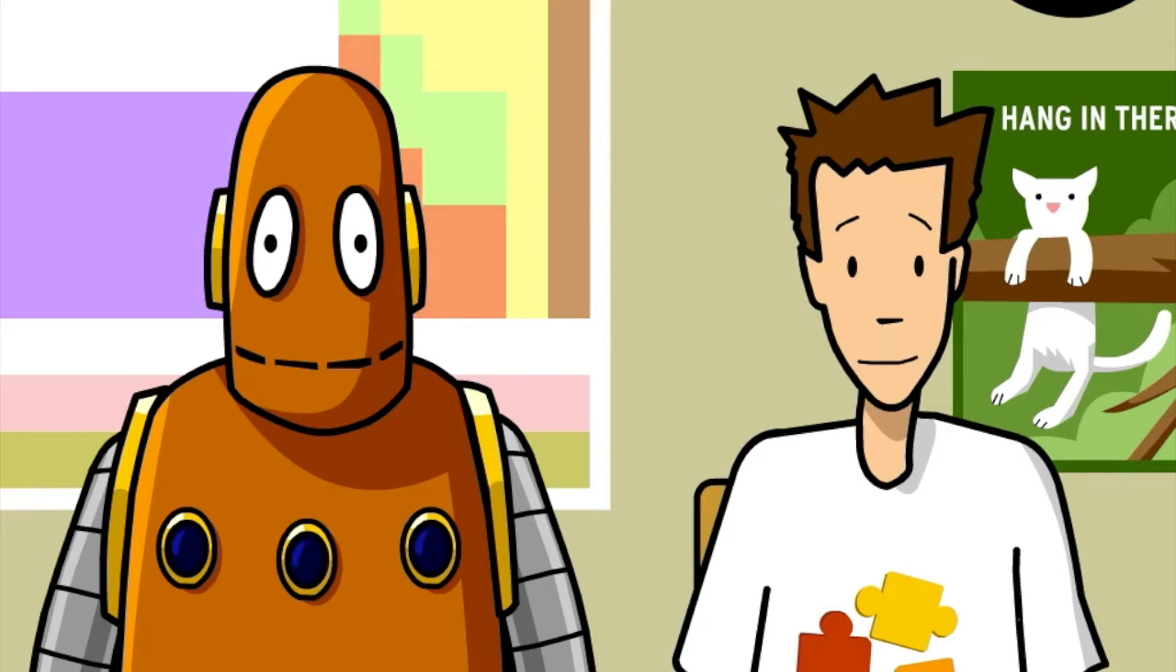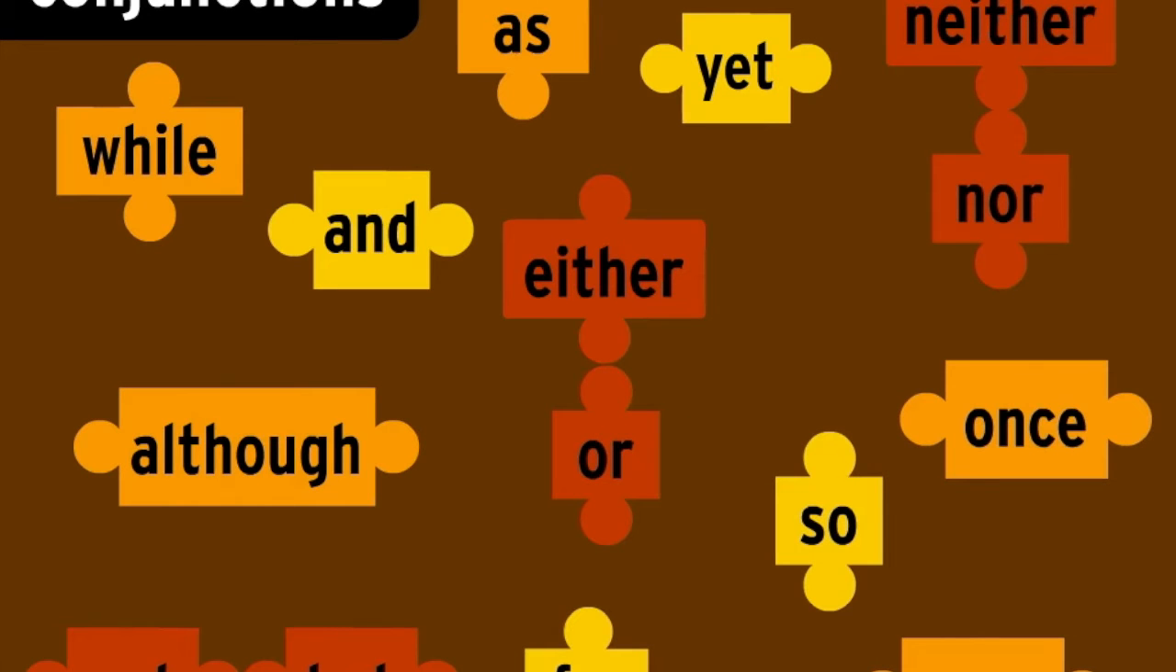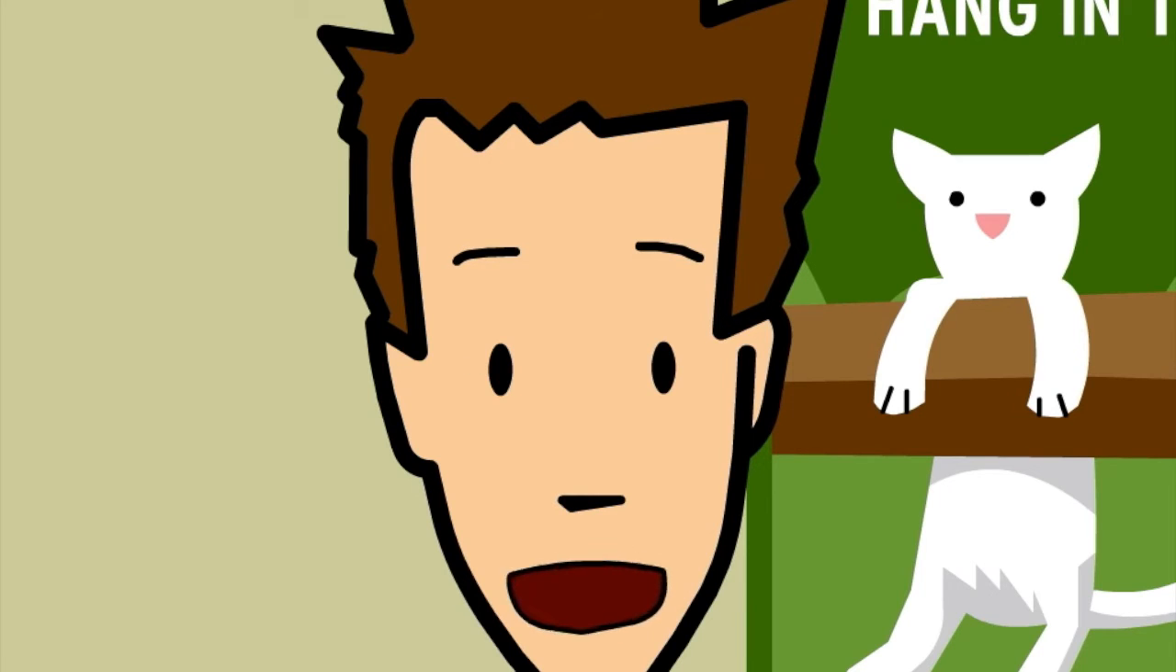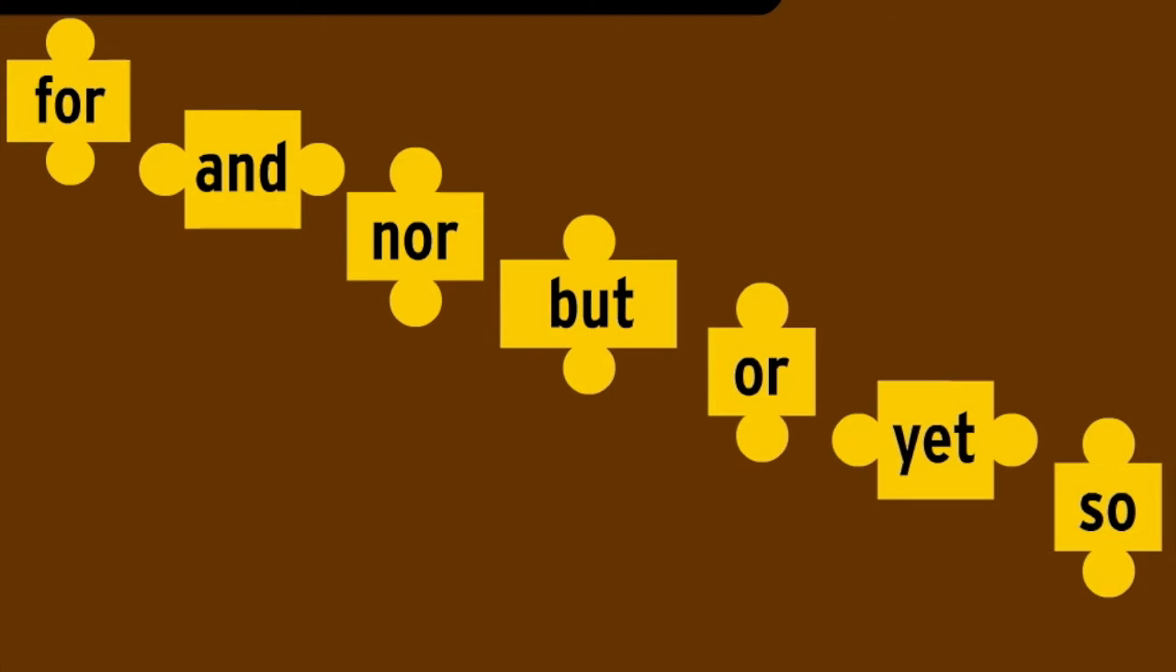Well, sure we can. Conjunctions are really useful little words. They join up parts of a sentence and let you express all kinds of complex relationships between ideas. Here are a few different kinds of conjunctions. Coordinating conjunctions include for, and, nor, but, or, yet, and so. You can remember them with an acronym, fanboys.